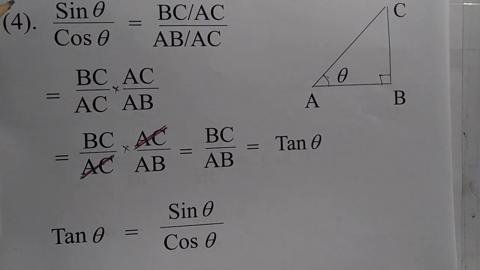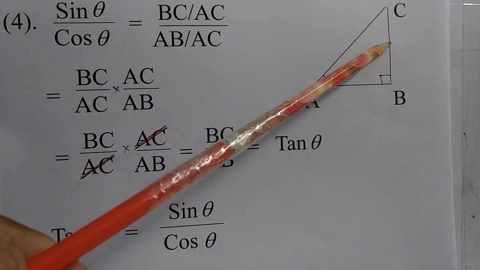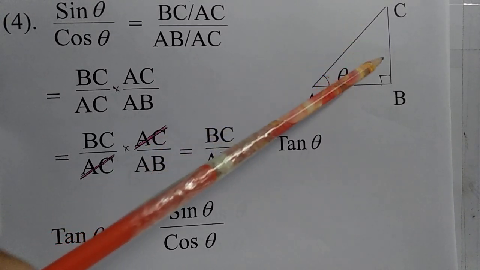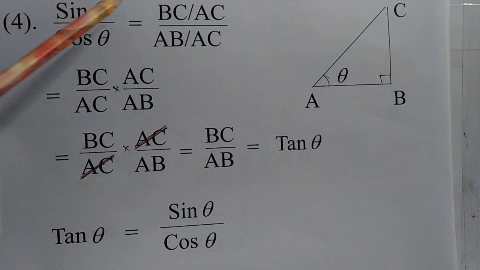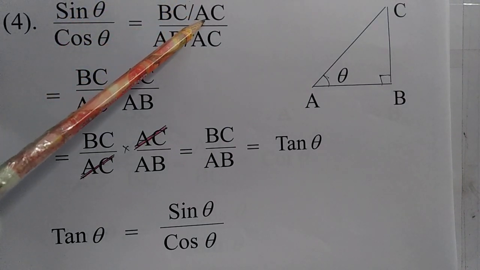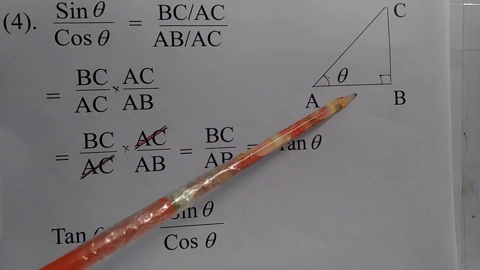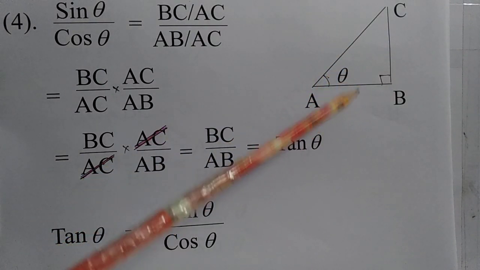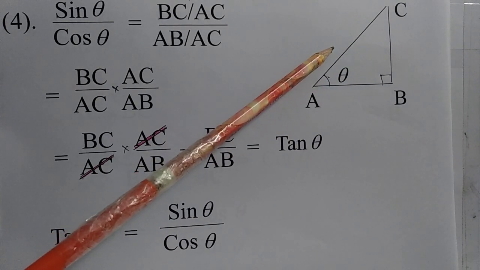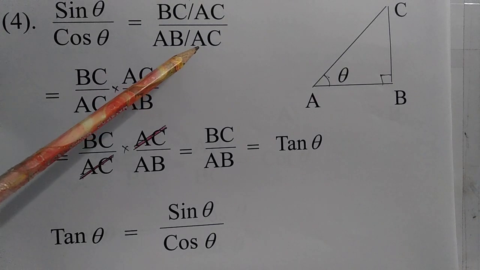Fourth relation, sin theta by cos theta. Sin theta is defined as opposite side to theta by hypotenuse. Here opposite side is BC, hypotenuse is AC. So sin theta equal to BC by AC. And cos theta is defined as adjacent side to theta by hypotenuse. Adjacent side to theta is AB, hypotenuse is AC. So cos theta equal to AB by AC.